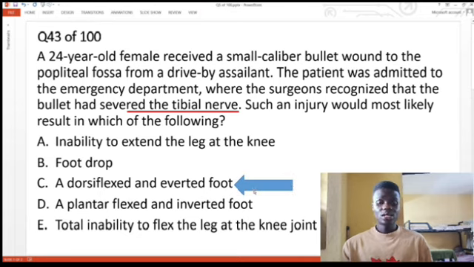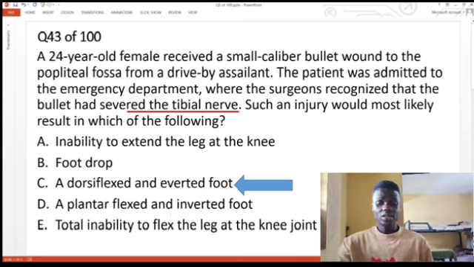So let's check the other options and see why they are wrong. Inability to extend the leg at the knee: extension of the leg at the knee is brought about by the quadriceps femoris, which is innervated by the femoral nerve. Foot drop is an injury to the deep peroneal nerve, which is basically loss of dorsiflexion. Option D, a plantar flexed and inverted foot, is basically telling us foot drop. That is injury to the deep peroneal nerve, and that's not what we have here.